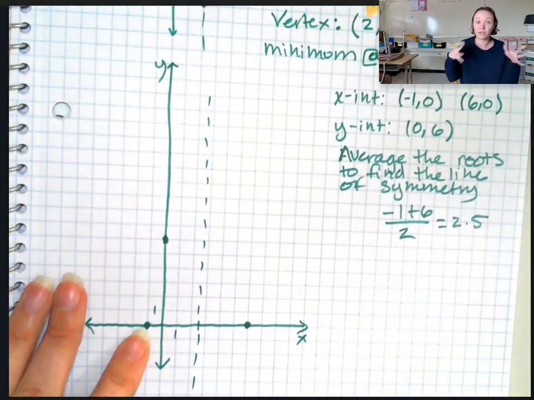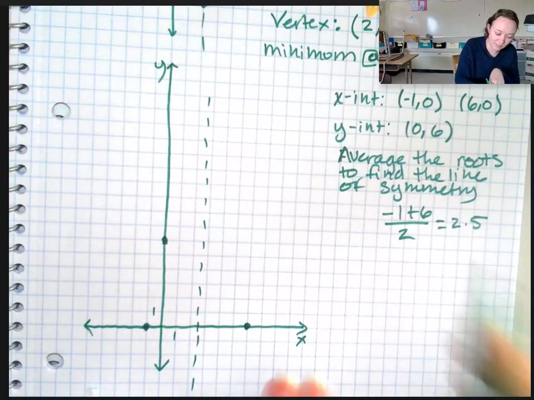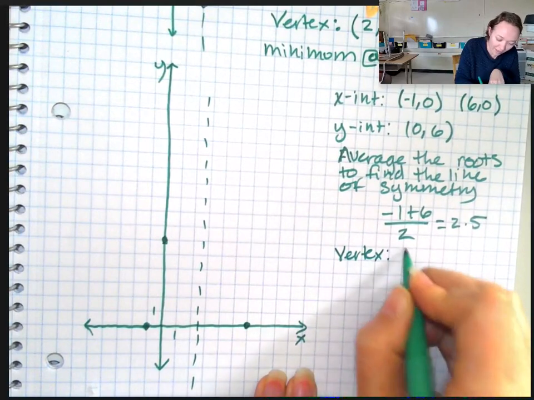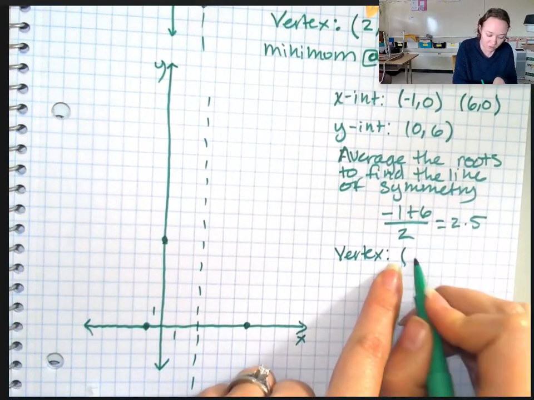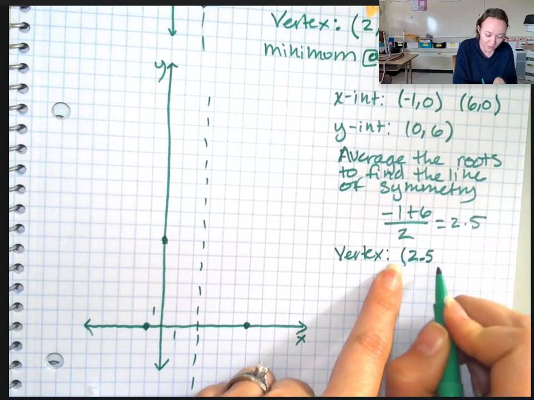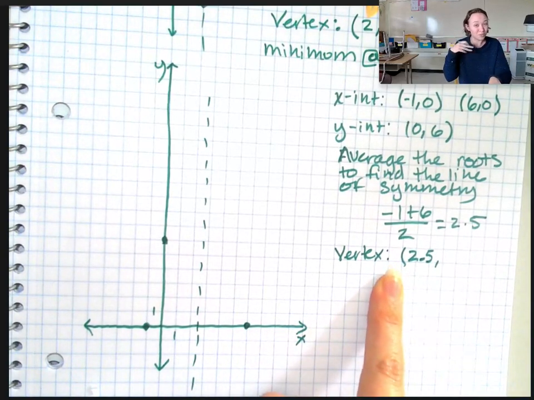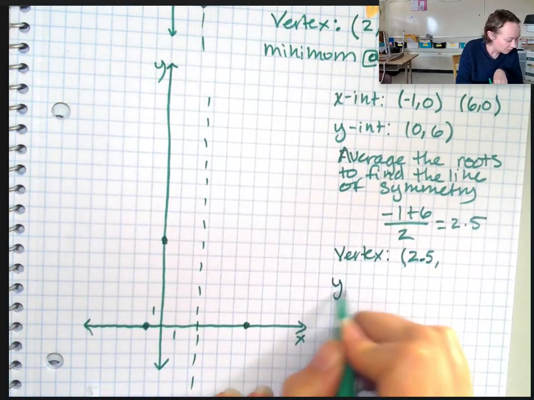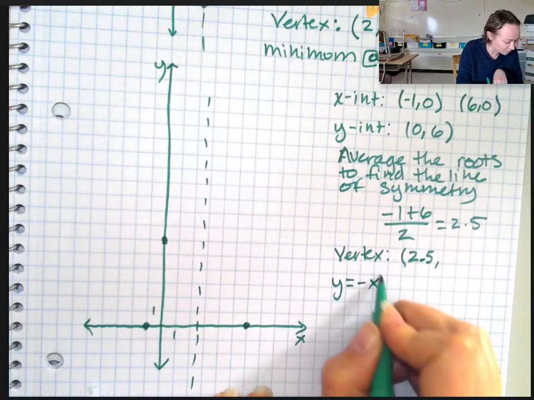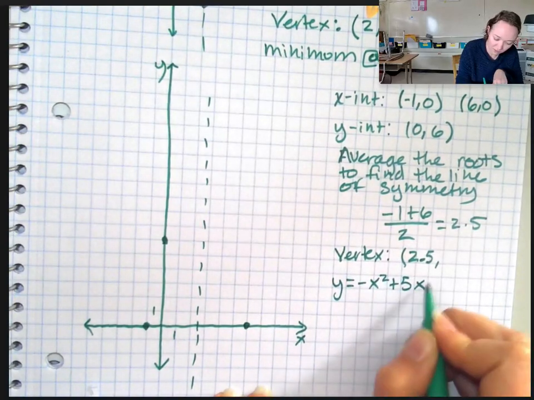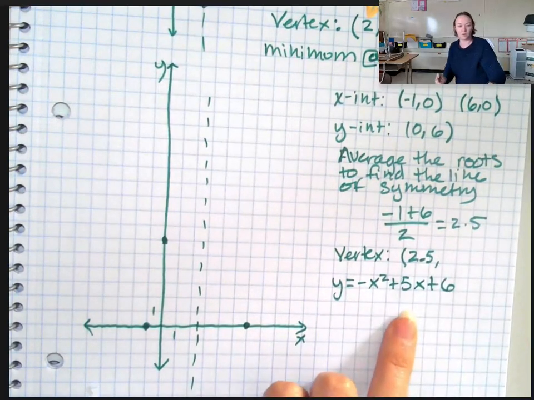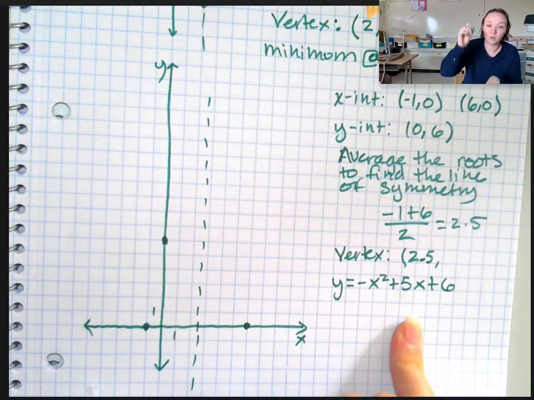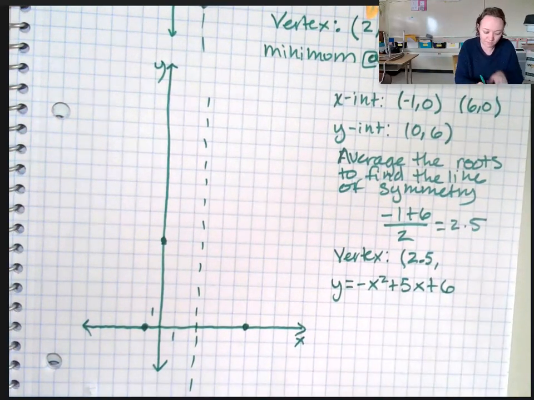Okay, now if I know what the x-coordinate is, that means I already know half the vertex, right? I know that the x-coordinate is going to be 2.5. But in order to find the y-coordinate, I'm going to need to know the equation. And I did promise us the equation, so let's take that now. y equals -x squared plus 5x plus 6. All right, so if you know the x-coordinate for a rule and you want to find the y-coordinate, you can just plug it in.